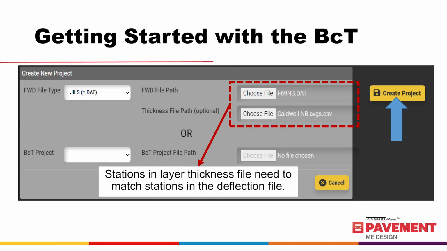The user identifies the location or file path for the FWD deflection data and the layer thickness file path. As noted on the previous slide, the stations in the layer thickness file need to match the stations used in the deflection file. In other words, you cannot use stations for the layer thickness file and use mile marker locations for the FWD deflection data. After identifying the location of the FWD deflection data and layer thickness file paths, the user clicks on Create Project. After clicking on the Create Project button, the next screenshot is displayed in the next slide.